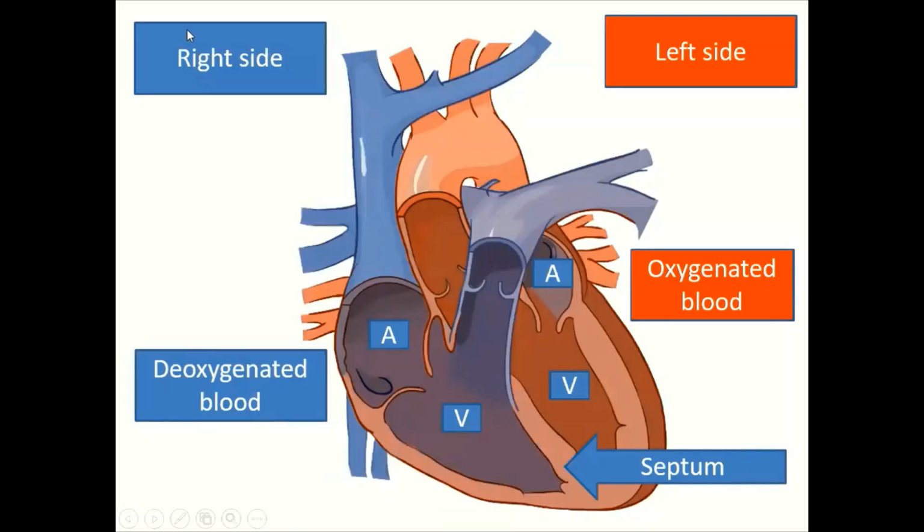So this is the right side of the heart, and this one is the left side of the heart. So these are the upper 2 chambers, atria, and the lower 2 chambers, which are ventricles. Therefore, this one is RA, because this is the right side. This one is RV. This one is LA. And this one is LV. So RA stands for right atrium or right auricle, and RV stands for right ventricle. LA, left atrium, and LV, left ventricle.